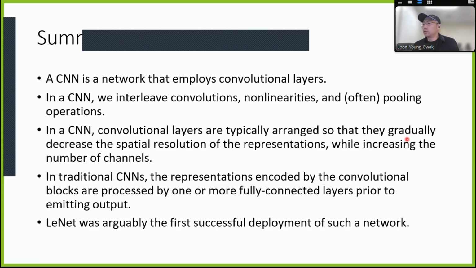Right. So as we mentioned, the convolutional layers are arranged so that they decrease the spatial resolution, meaning that the width and the height are decreased as we progress through the convolutional layers. But the number of channels increases, which means the depth is increasing in terms of the cubical representation, so that we're learning more complex patterns.